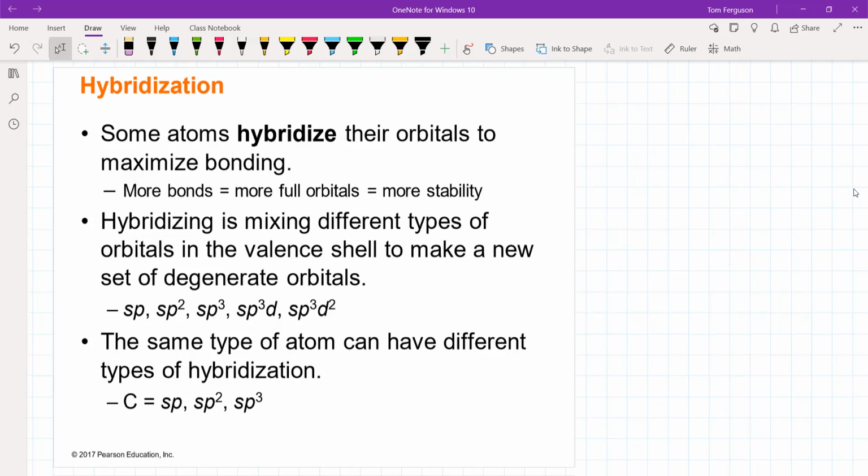Now, that's not to say that the old versions are not around. They're just not as stable. It's not black or white. It's mostly the hybridized version, but you get a little of the old one thrown in as well.